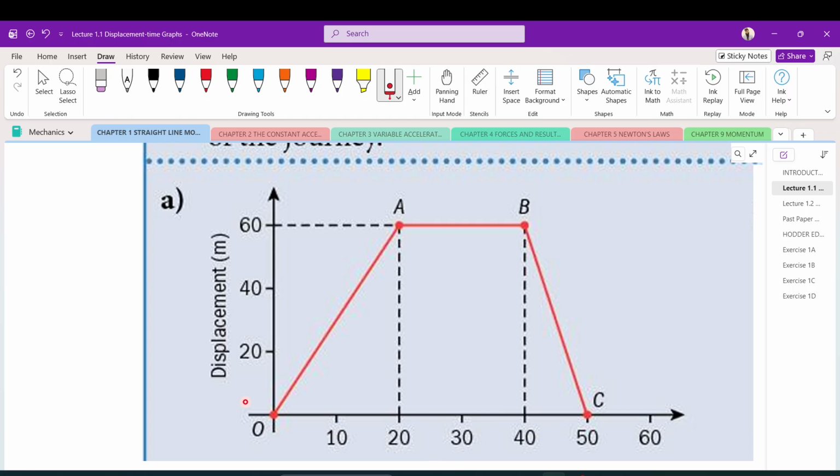If the car is stationary, that means the displacement will be the same because the car is not moving. So it is still at a fixed displacement from its starting point. So it is going to remain at 60 meters for the next 20 seconds. So therefore, over here is going to be 40 seconds.